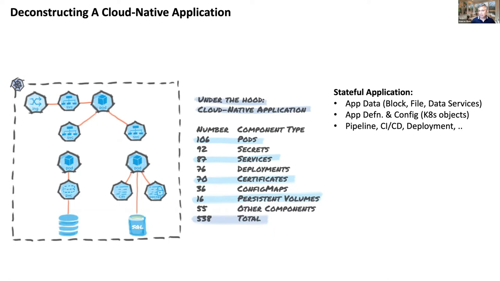So a stateful application, when you look under the covers, is made up of your application data that gets spread across block, file, and data services. You have all of your app metadata, as I was calling it, which is your configuration, the Kubernetes objects. And then you also actually have to think about your Helm deployments, your CI/CD pipeline status, and that is also state in terms of your actual application binaries.